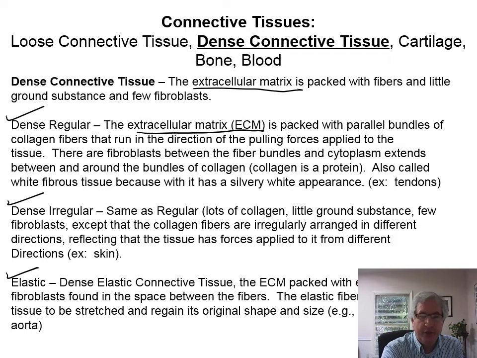Elastic connective tissue, the last one here, also called dense elastic connective tissue. The extracellular matrix is packed with elastic fibers, and the fibroblasts are found in the space between the fibers. And these elastic fibers allow the tissue to be stretched and then regain its original size and shape. So where would you want to have that? Well, one of those places you'll find that is in the aorta, which is the major blood vessel coming out of the heart.